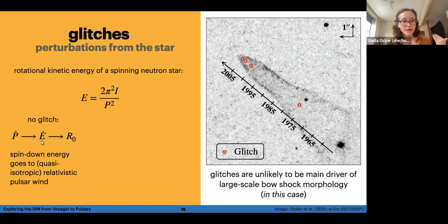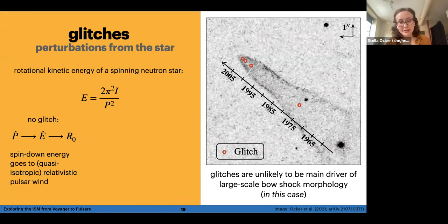And this gives you a change in the spin down energy, E dot, which we often also refer to as the spin down luminosity. And assuming that all of this spin down energy gets converted into the relativistic pulsar wind, this is one of the key factors in determining the pulsar's bow shock standoff radius or not.